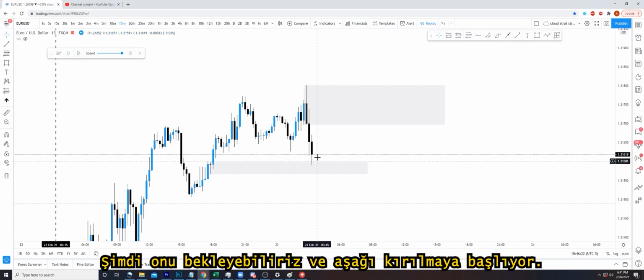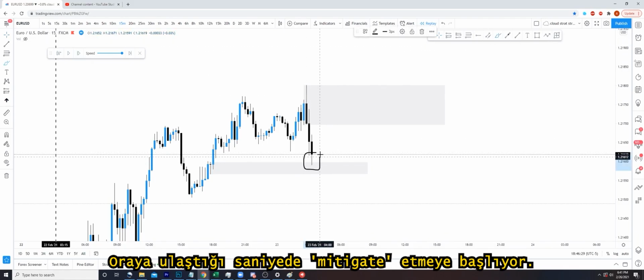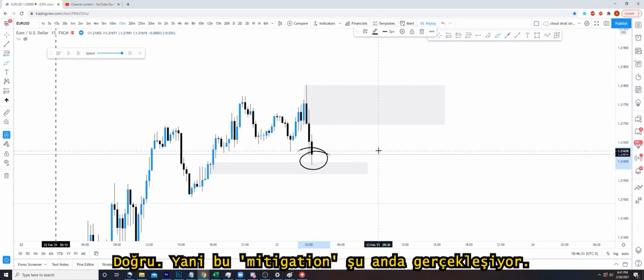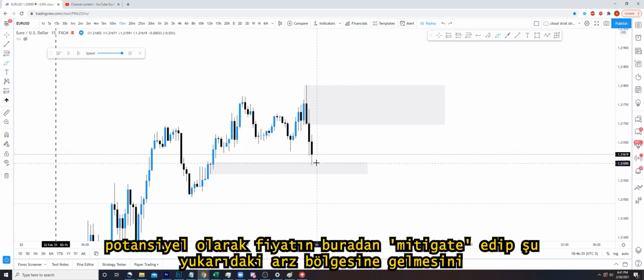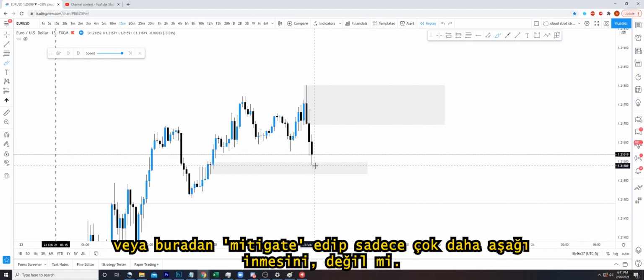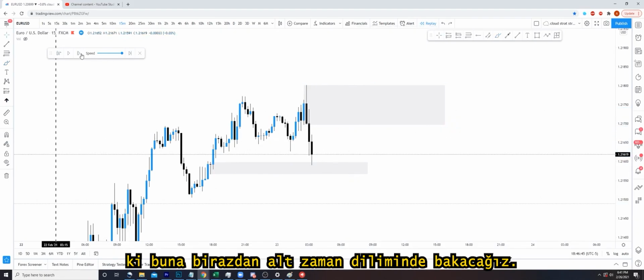Now we can wait for it and it begins to break down, but notice where it's coming to. This demand zone, and notice what it does the second it gets there. It begins to mitigate, right? So this mitigation is occurring now, and what can we expect for potentially price to mitigate off here to come into this supply zone, or to mitigate off here and just come way lower, right? Or to come into somewhere in here, or even into a lower supply zone here, which we'll take a look at on a lower time frame in a second.